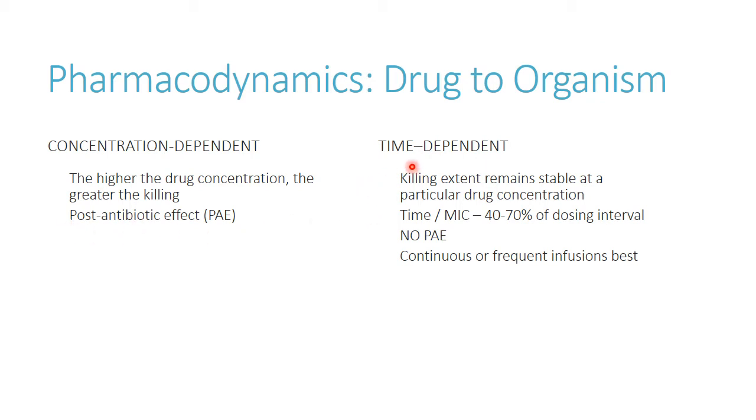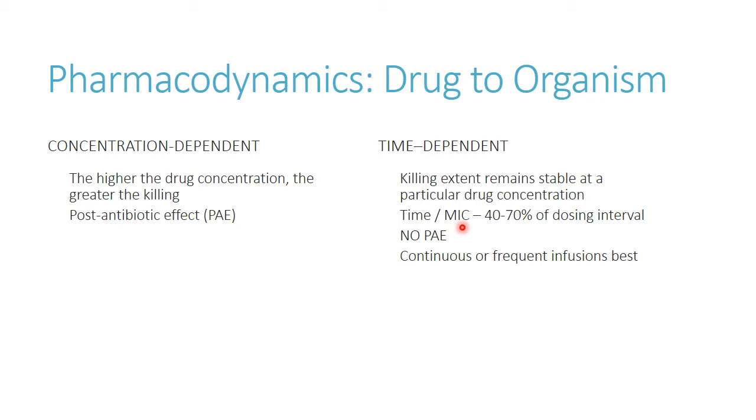Time-dependent killing means that we need to keep the drug level high enough in order to keep killing those bacteria off. So there's this term called the minimum inhibitory concentration. What do you guys think that means? Yeah, so you need at least this high of a level in order to inhibit that bacteria, to either kill them off or to prevent them from reproducing, okay? And so for these time-dependent drugs, you need to keep the level above the MIC, and the longer you keep the drug level above the MIC, the more bacterial killing you're going to have, okay?